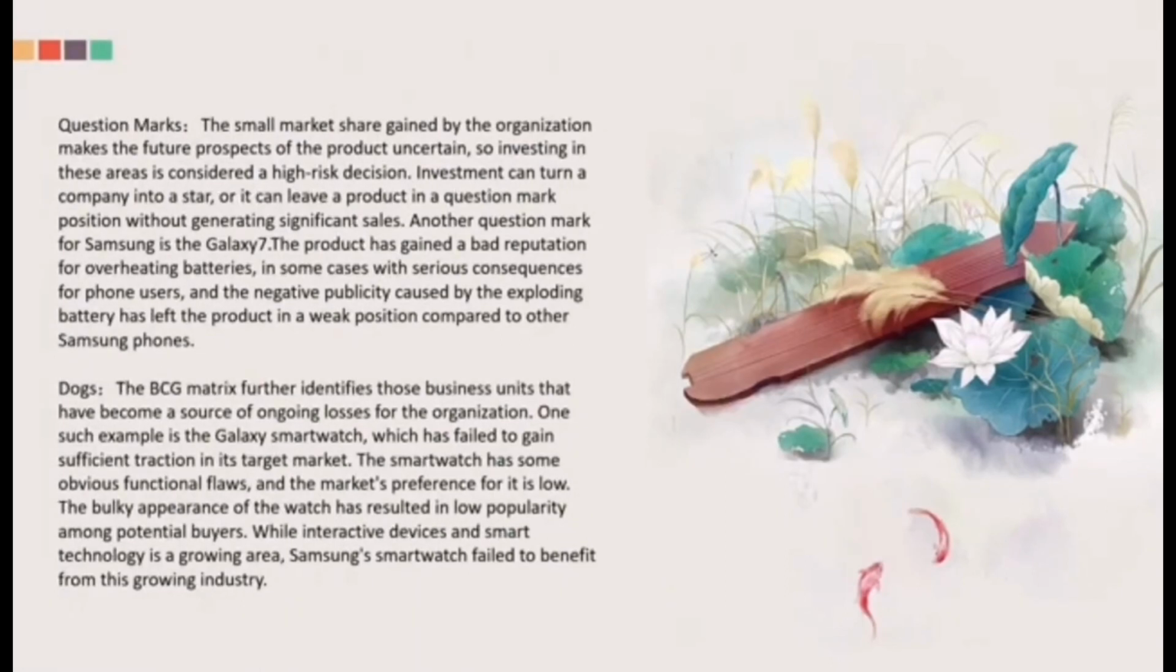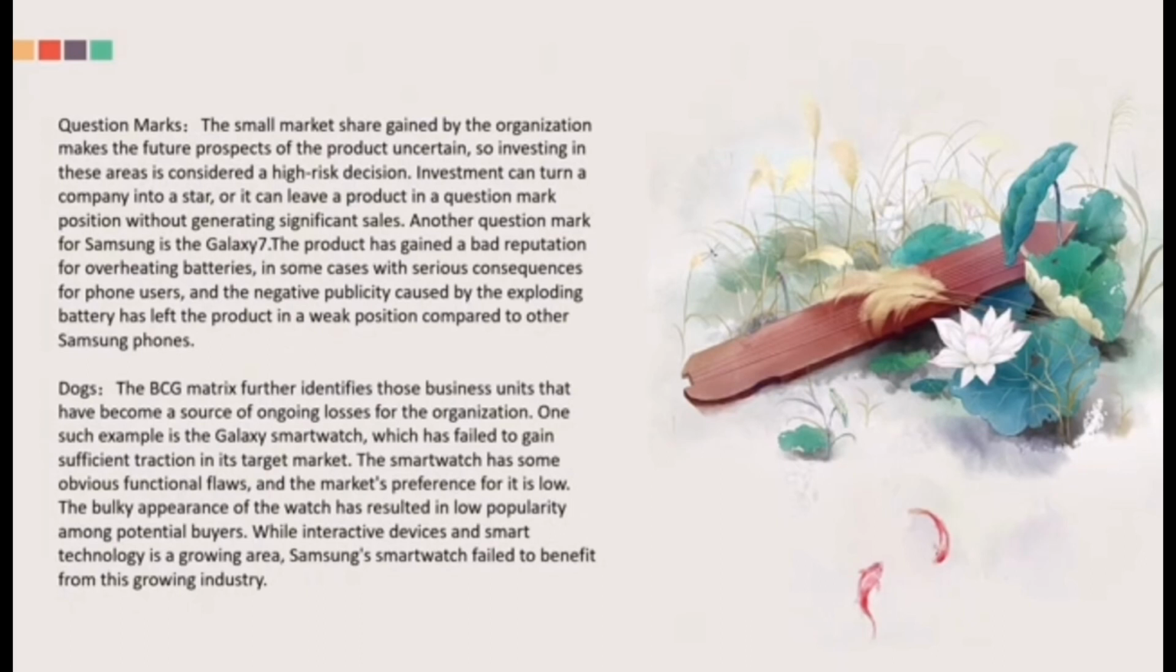The next one is question marks. The question mark for Samsung is the Galaxy 7. The product has gotten a bad reputation for overheating batteries, in some cases with serious concerns for phone users, and the negative publicity caused by the exploding battery has left the product in a weak position compared to other Samsung phones.